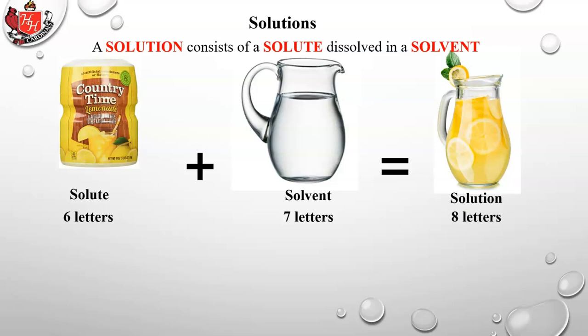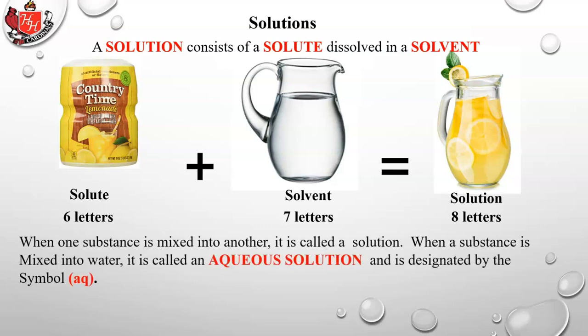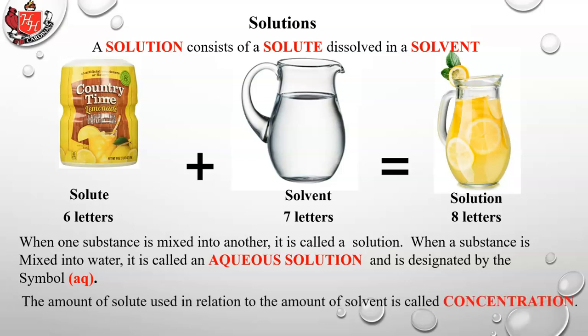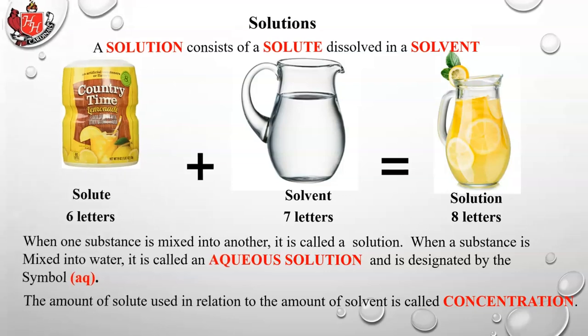The significance is the one with the least number of letters, solute, is the one that you have the least of. That's the lemonade powder. The one in the middle, solvent, that has 7 letters. And then the one that has the longest word, solution, 8 letters, that's both of them mixed together. So when one substance is mixed into another, it is called a solution. When a substance is mixed into water, it is called an aqueous solution and is designated by the symbol AQ. The amount of solute used in relation to the amount of solvent is called the concentration.